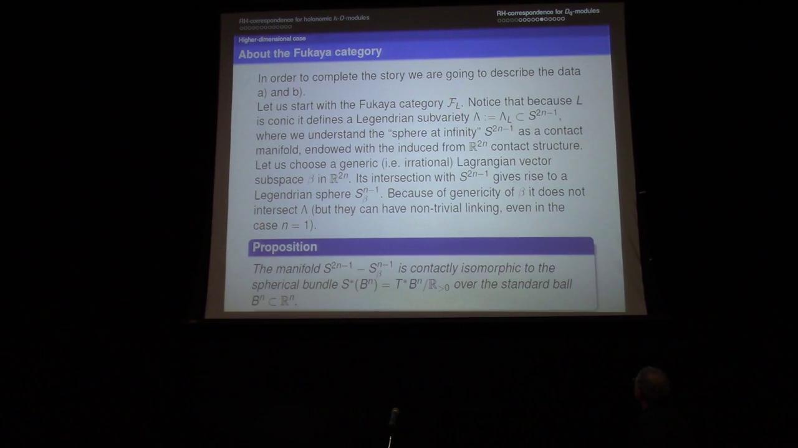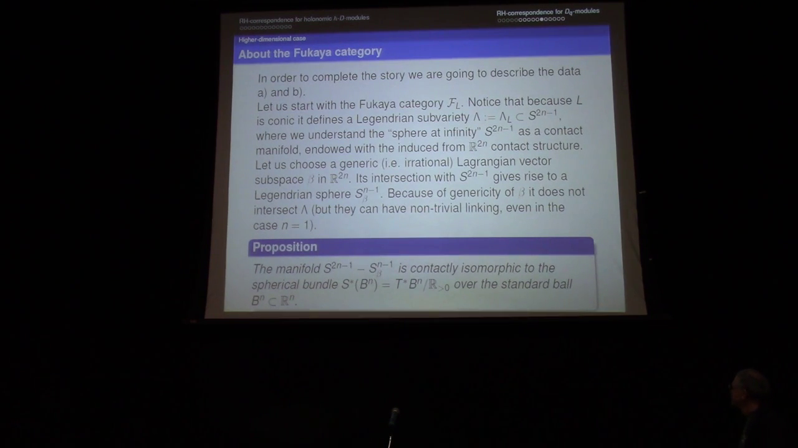And then my Lagrangian defines a Legendrian subvariety, a polyhedral Lagrangian subvariety in this compact 2n-1 dimensional sphere. Now let's choose a generic irrational n-dimensional subspace in R^2n. Then at infinity it does not intersect my Legendrian, because all this is rational, this is irrational, but it defines an n-1 dimensional Legendrian sphere. So if n equals 1, we have a three-dimensional sphere and Legendrian limit at infinity.